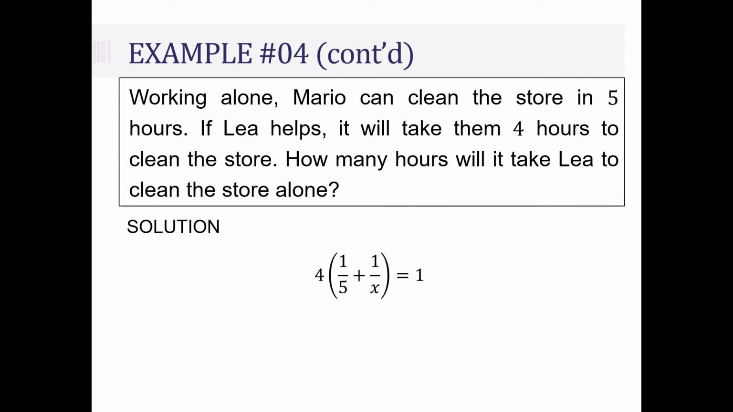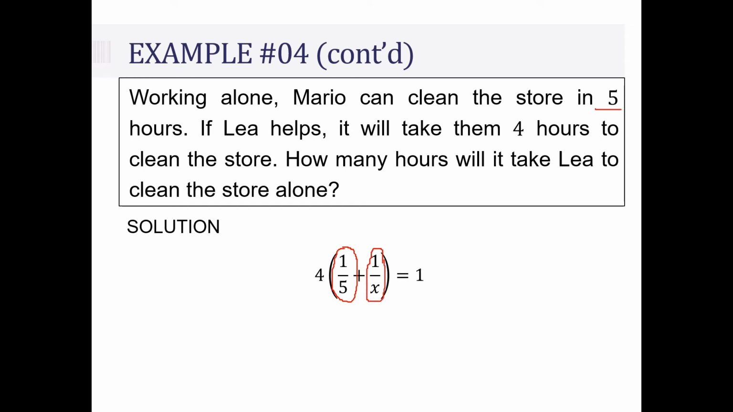Now, for our solution, eto medyo tricky siya. This is our equation. So, what does this equation mean? Okay? Saan galing yung 1/5? Saan galing yung 1 over x? Sinasabi nito na, di ba 5 hours maglilinis si Mario kung siya lang, di ba? Ibig sabihin, in 1 hour or 1 part of the job, 1/5 na yung kanyang matatapos. Okay? 1 part of the job yon. Eto naman si Leia, ilang oras siya maglilinis? Alone. X, hindi natin alam. So, one part of the job na natapos ni Leia in X hours, yun yung 1 over X.